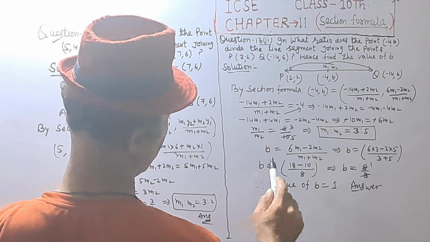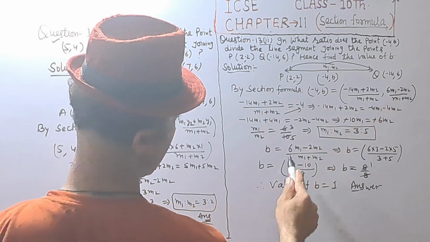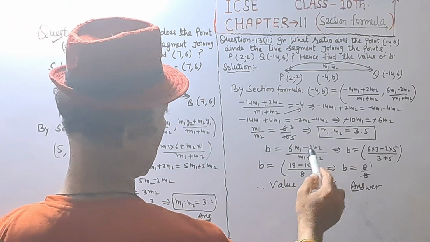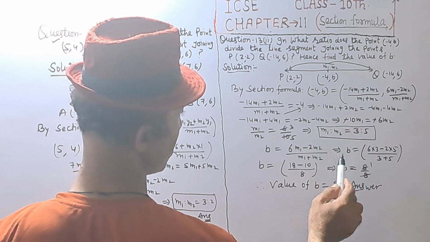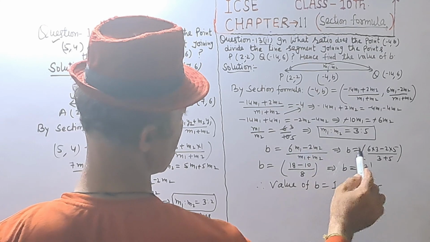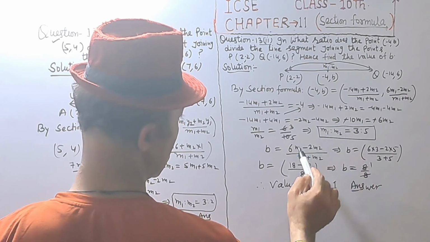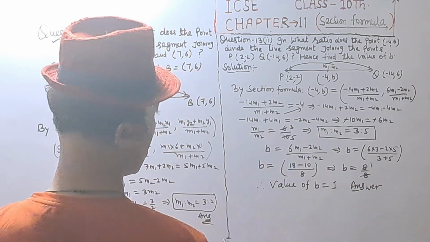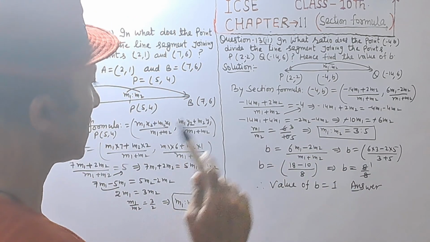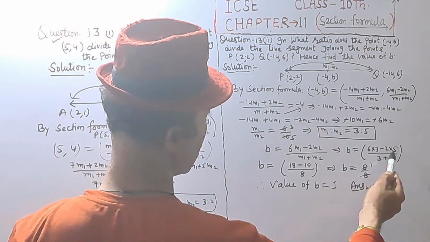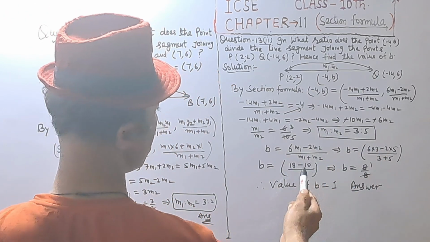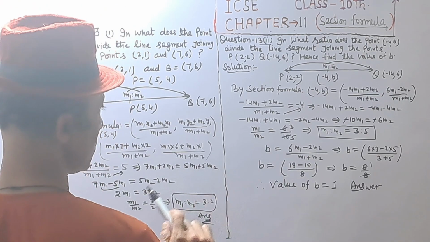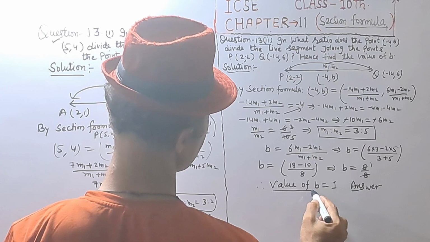Hence find the value of b. b is equal to second point, that is (6M1 minus 2M2) upon (M1 plus M2). M1 is 3 and M2 is 5. We are putting 6 into 3 minus 2 into 5 upon 3 plus 5. 3 plus 5 is equal to 8. And 6 threes are 18 minus 2 fives are 10. 18 minus 10 is equal to 8. 8 divided by 8 is equal to 1. The value of b is equal to 1.